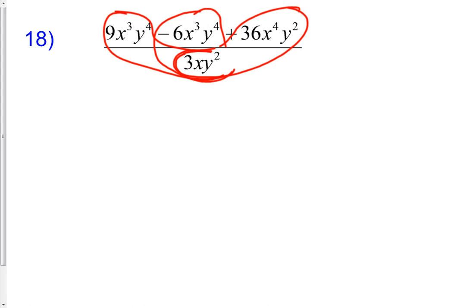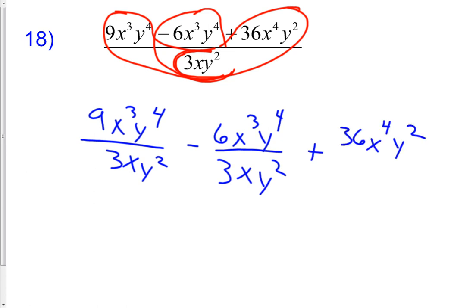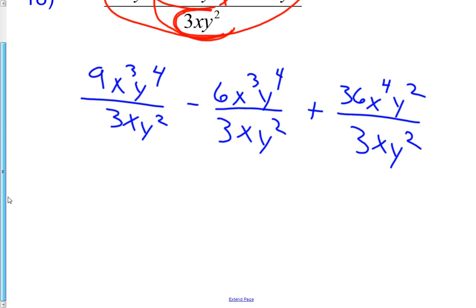So we will rewrite this. 9x cubed y to the fourth divided by 3xy squared, minus 6x cubed y to the fourth divided by 3xy squared, plus 36x to the fourth y squared divided by 3xy squared. So now we just reduce all of these and we get our answer.